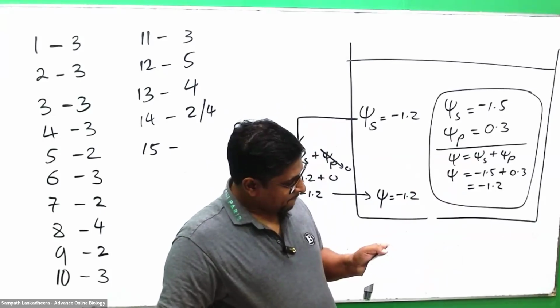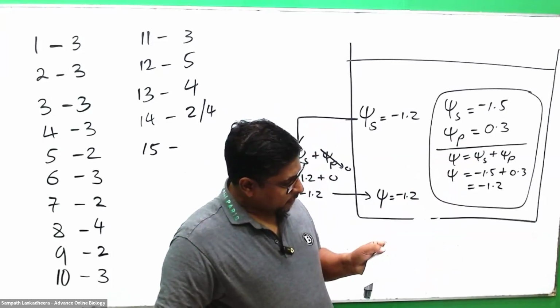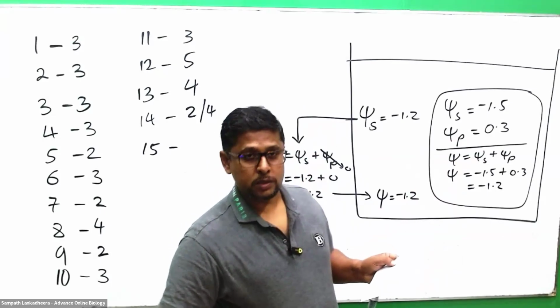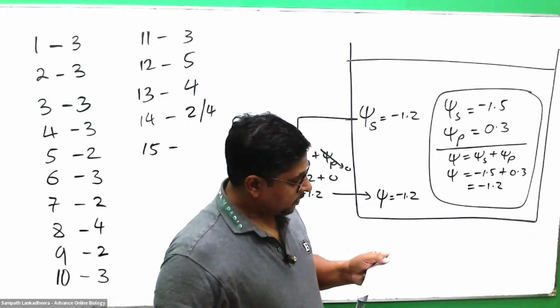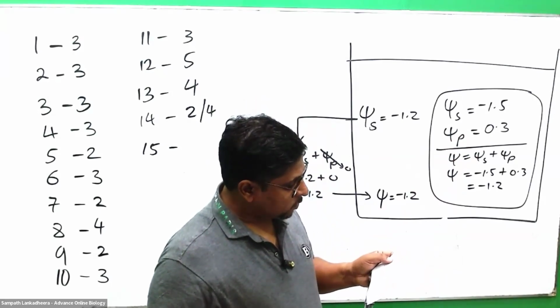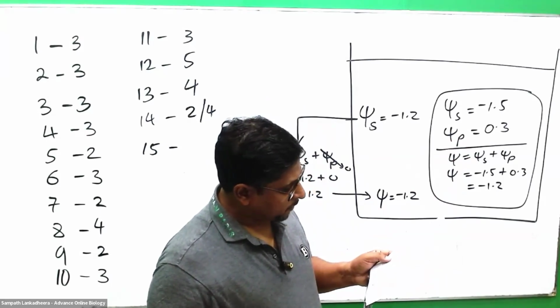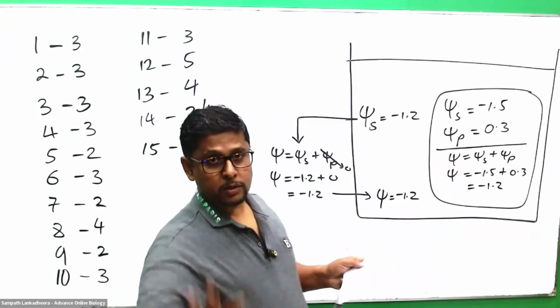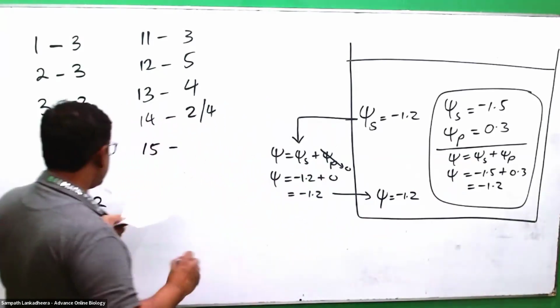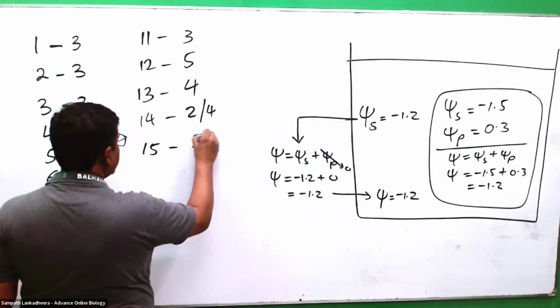And then, there is a continuous exchange of solute between the cell and the solution. No exchange. Wrong. The sodium chloride solution of solute potential minus 1.2 megapascal is isotonic. That is correct. So we'll take that, people. The 15th one, the fifth one is the answer.